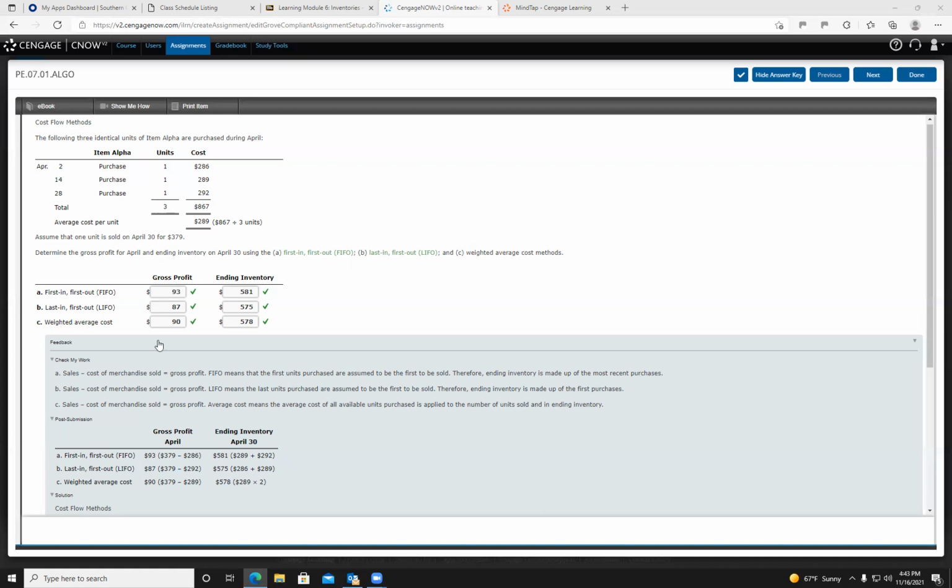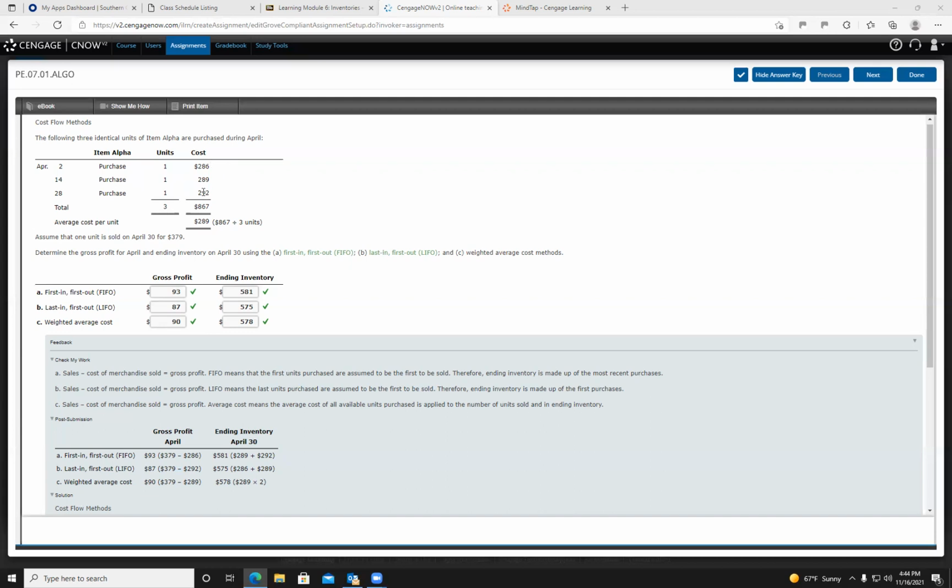All right, so let's move on to LIFO, which is last in, first out. Now, LIFO means that the last units purchased are assumed to be sold first. So this is the opposite. Instead of the first, it's the last. And therefore, the ending inventory is made up of your first purchases.